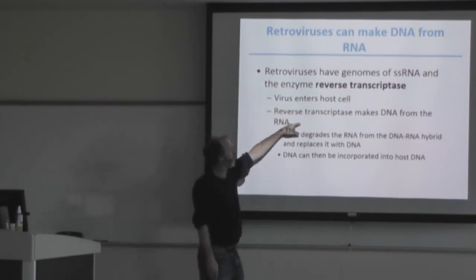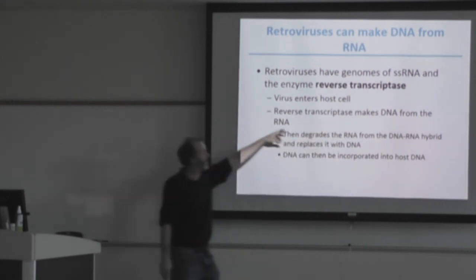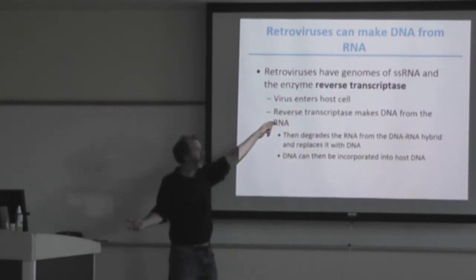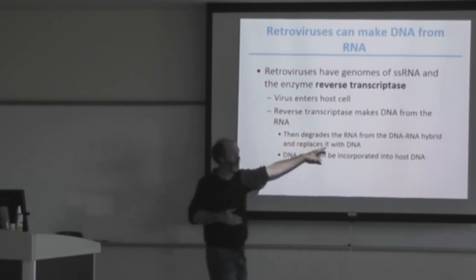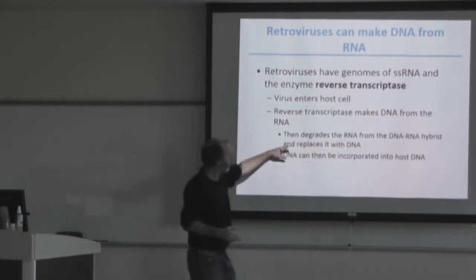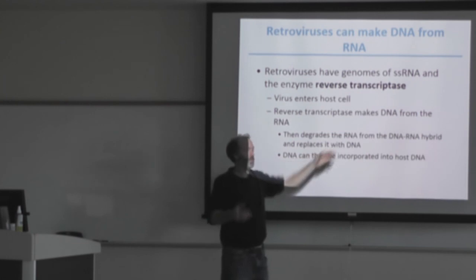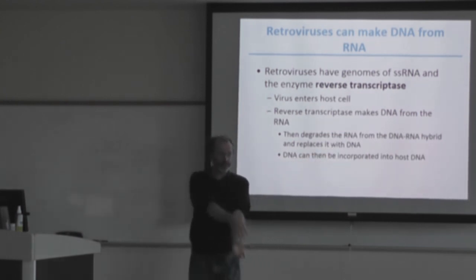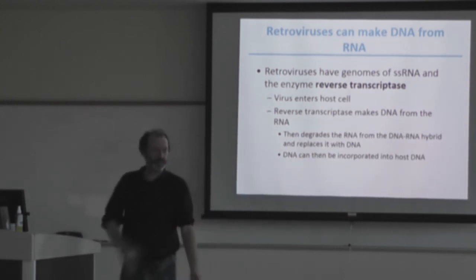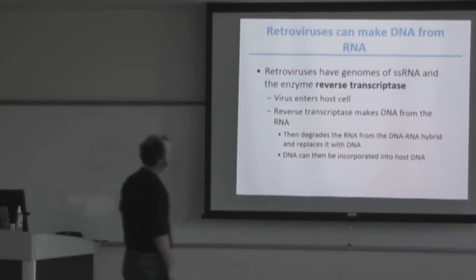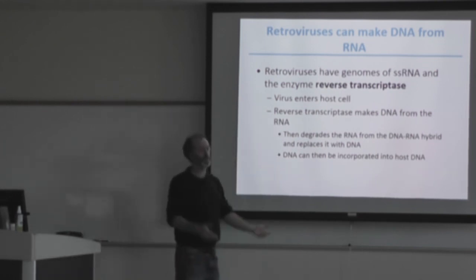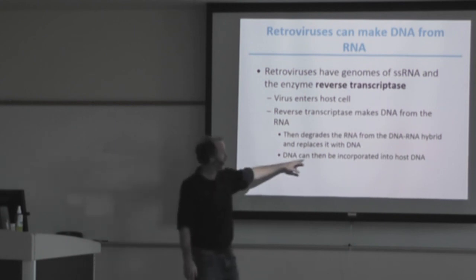The virus enters the host cell. Reverse transcriptase will make a DNA copy of the RNA. Then it degrades the RNA with the RNase activity that it has, and then uses DNA as a template to make a DNA copy. So thus reverse transcriptase is both an RNA-dependent DNA polymerase, and it also uses DNA as a template for DNA polymerase.